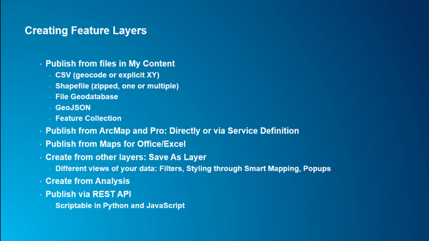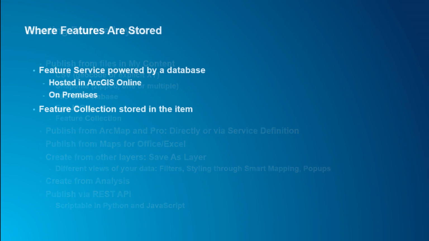And there are some exciting ways in which you can create new views, and we'll look into them later in the session. You could create them using analyses. And you could also use the REST API directly. It's scriptable, and you can use it directly to create feature layers.